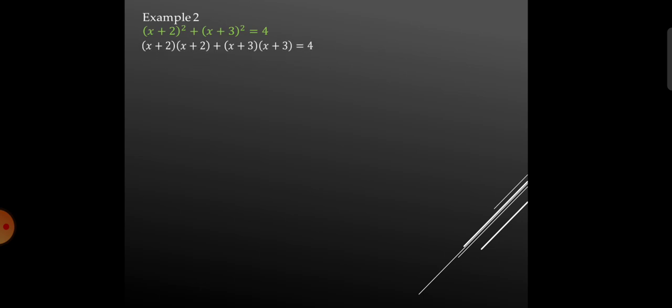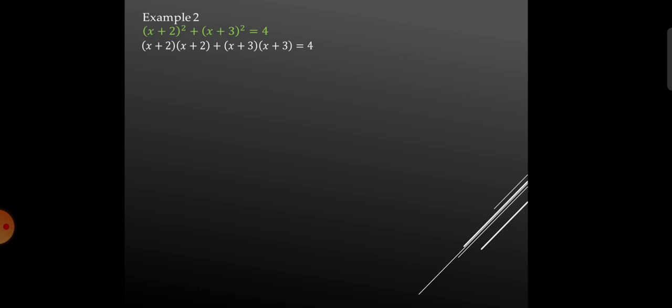Second example, the square of x plus 2 plus the square of x plus 3 equal to 4. So to go further, (x + 2)² plus (x + 3)², they are separated by parentheses, no? Okay. Exponent means we multiply the base twice by itself. First, (x + 2)(x + 2) plus (x + 3)(x + 3) equal to 4. Then proceed to the FOIL method.